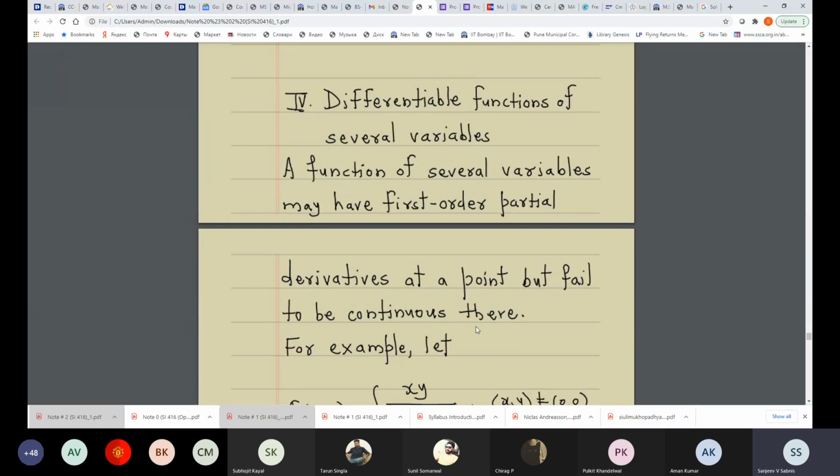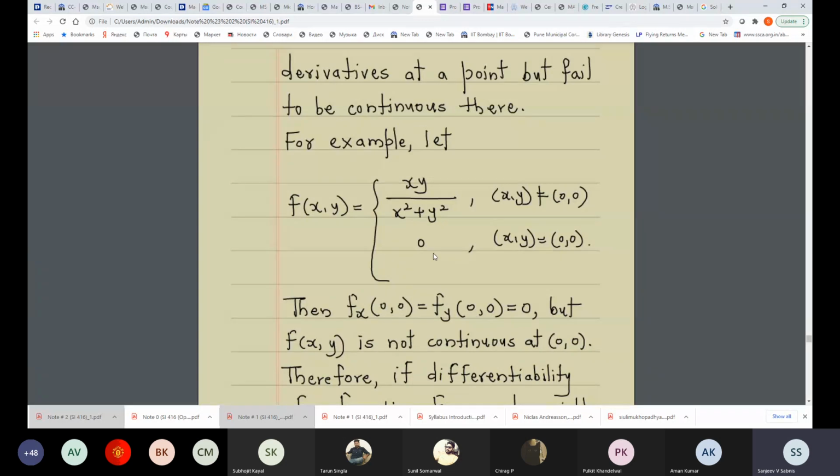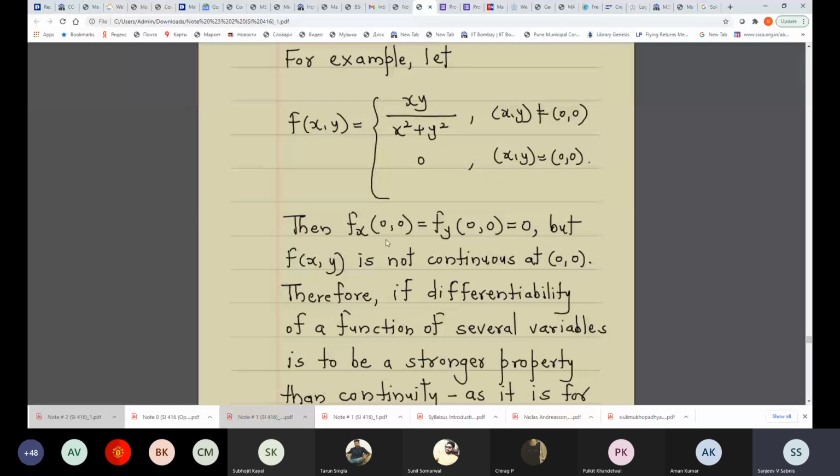So a function of several variables may have first order partial derivatives at a point, but it may fail to be continuous there. So for example, let me illustrate this concept. Let's consider f(x,y) to be xy over x squared plus y squared, where (x,y) is not equal to (0,0), and whenever this point is equal to (0,0), we set this equal to 0. Now f_x(0,0) and f_y(0,0): you take the partial derivatives and evaluate them at (0,0).